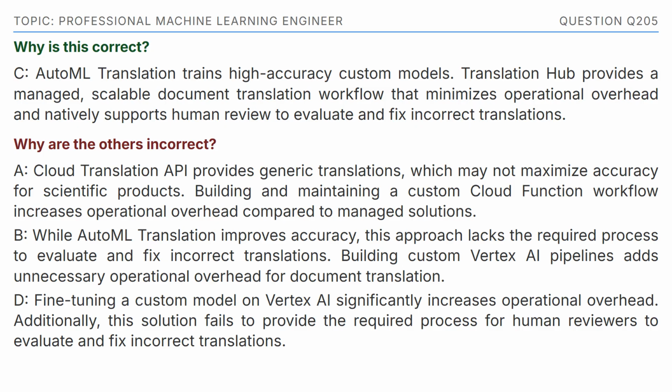A. Cloud Translation API provides generic translations, which may not maximize accuracy for scientific products. Building and maintaining a custom Cloud Function workflow increases operational overhead compared to managed solutions. B. While AutoML Translation improves accuracy, this approach lacks the required process to evaluate and fix incorrect translations. Building custom Vertex AI pipelines adds unnecessary operational overhead for document translation. D. Fine-tuning a custom model on Vertex AI significantly increases operational overhead. Additionally, this solution fails to provide the required process for human reviewers to evaluate and fix incorrect translations.